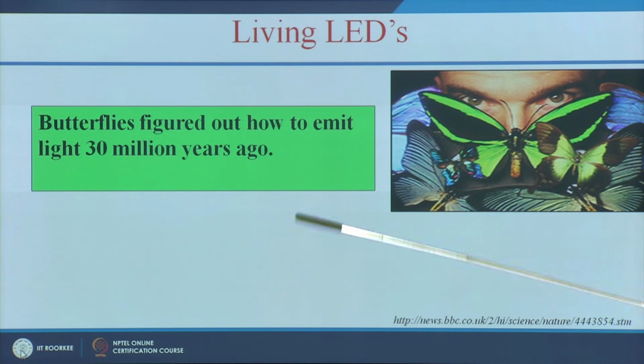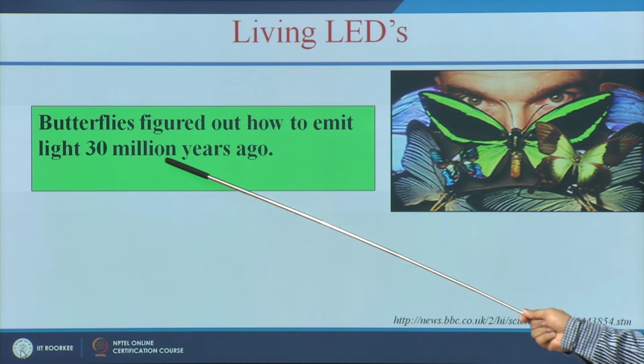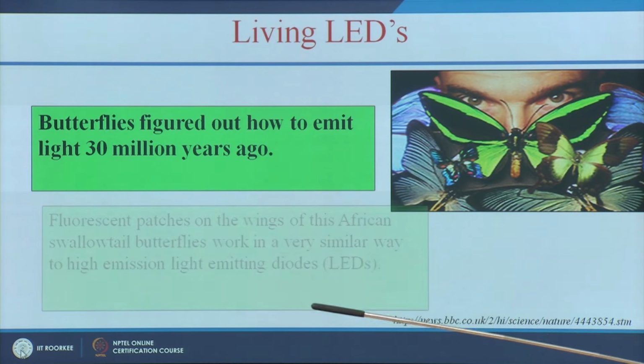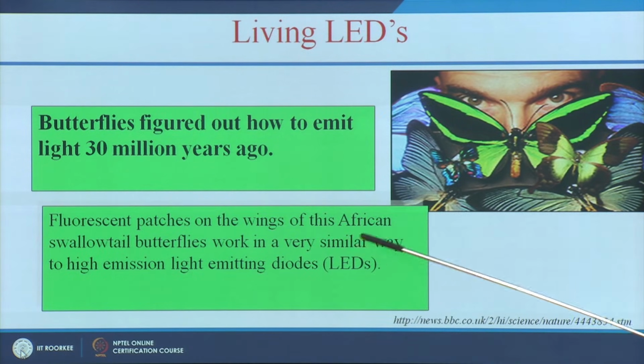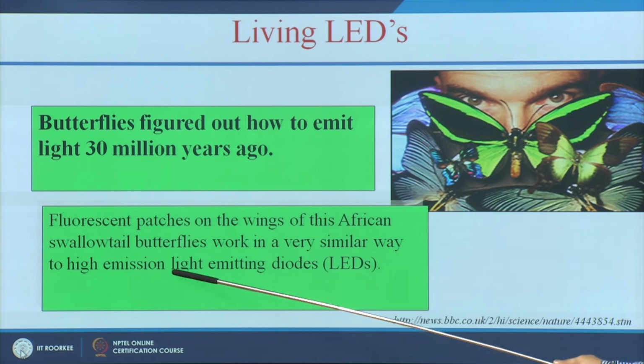And again, butterflies emit light and they knew how to emit light 30 million years ago, and this African butterfly is a very good example for developing high emission light emitting diodes. So scientists are trying to mimic it and they are trying to develop high emission LEDs.